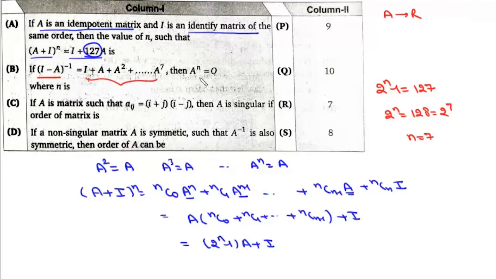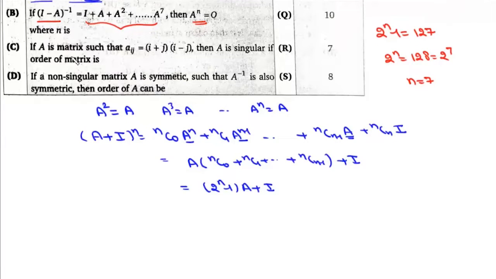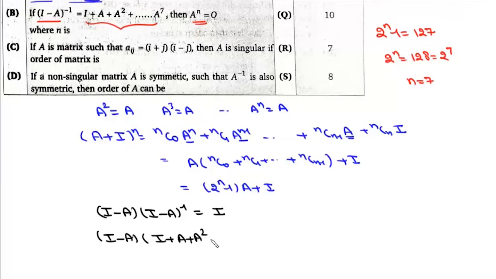Now here the question is, if (I minus A) inverse is equal to I plus A plus A square up to A to the power 7, then A to the power n is 0. We need to find the value of this n. Now basically (I minus A) inverse is the inverse matrix of I minus A. So what we'll do is we'll multiply I minus A with (I minus A) inverse, and we know that A into A inverse is equal to I. So it'll be (I minus A) into (I plus A plus A square up to A to the power 7). Now it'll be equal to I.